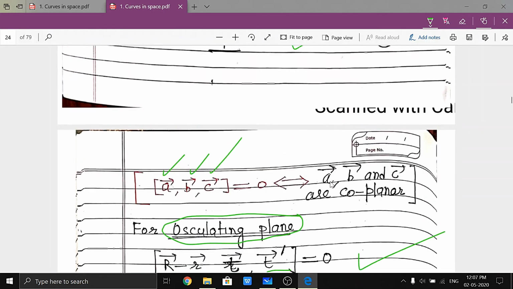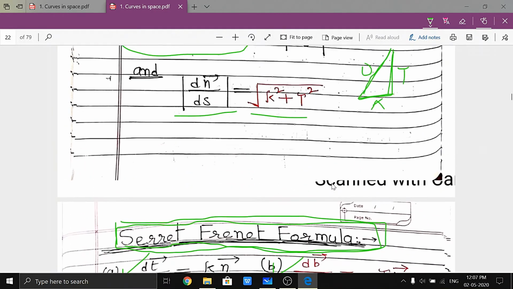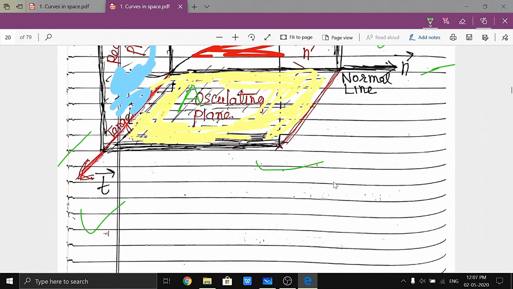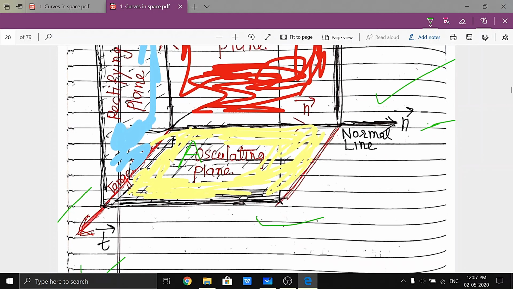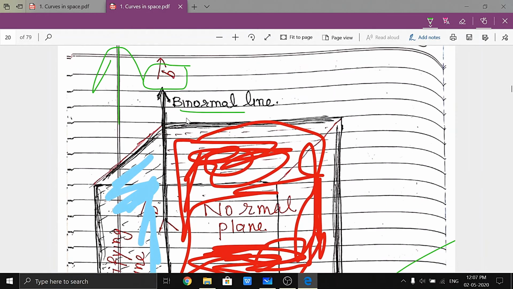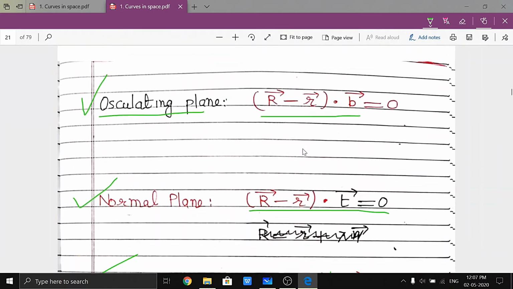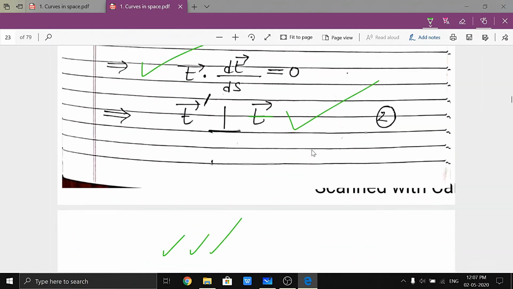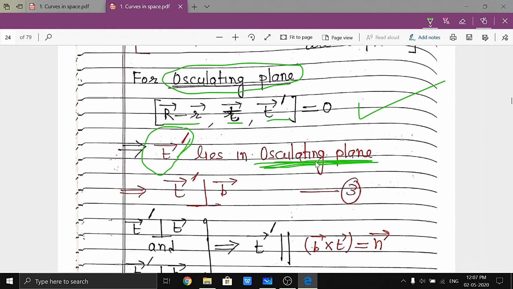Now again, if we go to the figure, this is the osculating plane, and the vector T' lies in this plane. So what is this plane? This plane is perpendicular to this line. So what is this line? This is the binormal. Clear? So T' lies in the osculating plane, and it is perpendicular to the B vector.